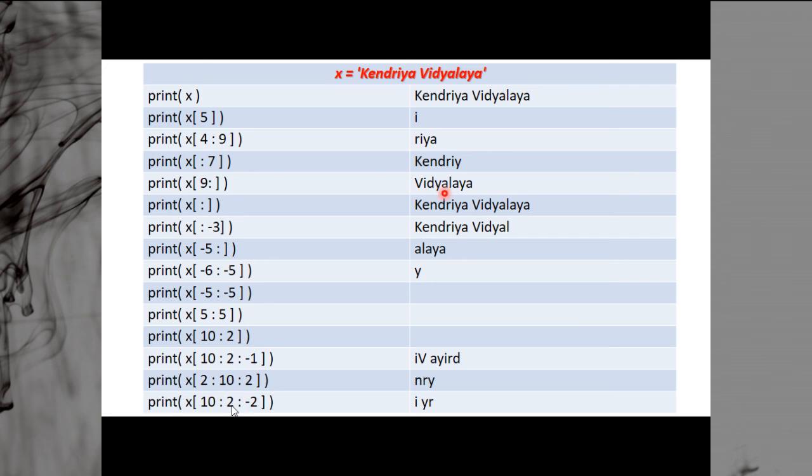Similarly, 10 colon 2 colon -2, from 10 to 2, a jump of 2 characters in backward direction, but not including 2. So this is how we have done it, and this time we are in reverse direction. So I, then space, then Y, then R. I space Y R. It was a jump of 1 character only, and here is a jump of 2 characters. So this is how you can access characters using slicing.